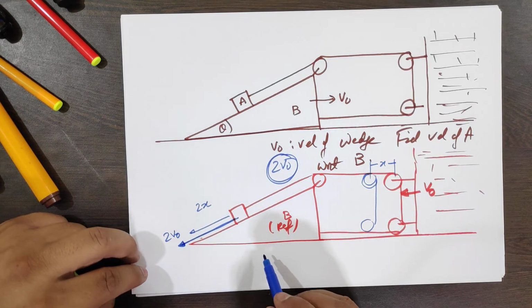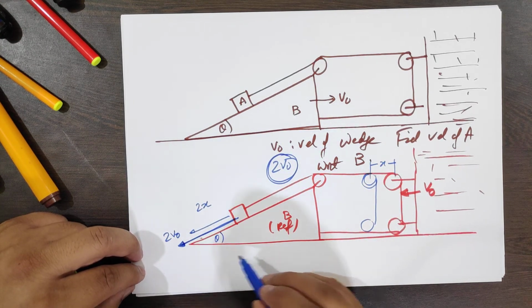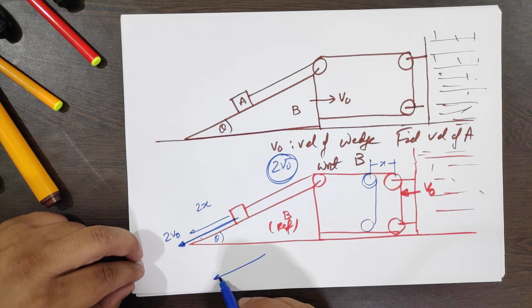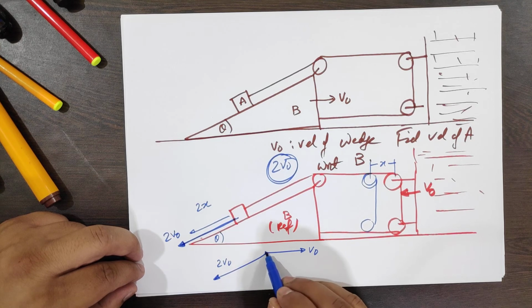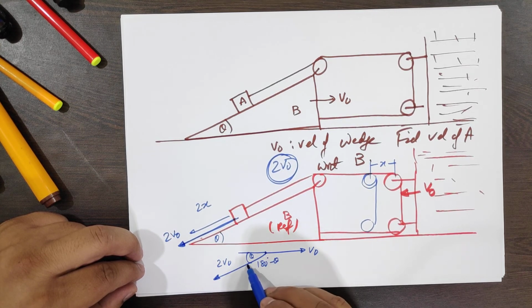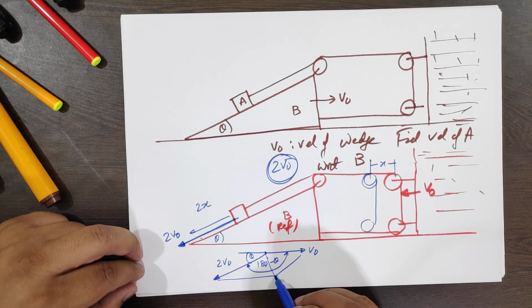Now if you at all have to find out with respect to ground, then with this 2 V naught you have to add V naught, right? That's angle theta. Angle between the two vectors is 180 degree minus theta. So this would be the resultant velocity VB.